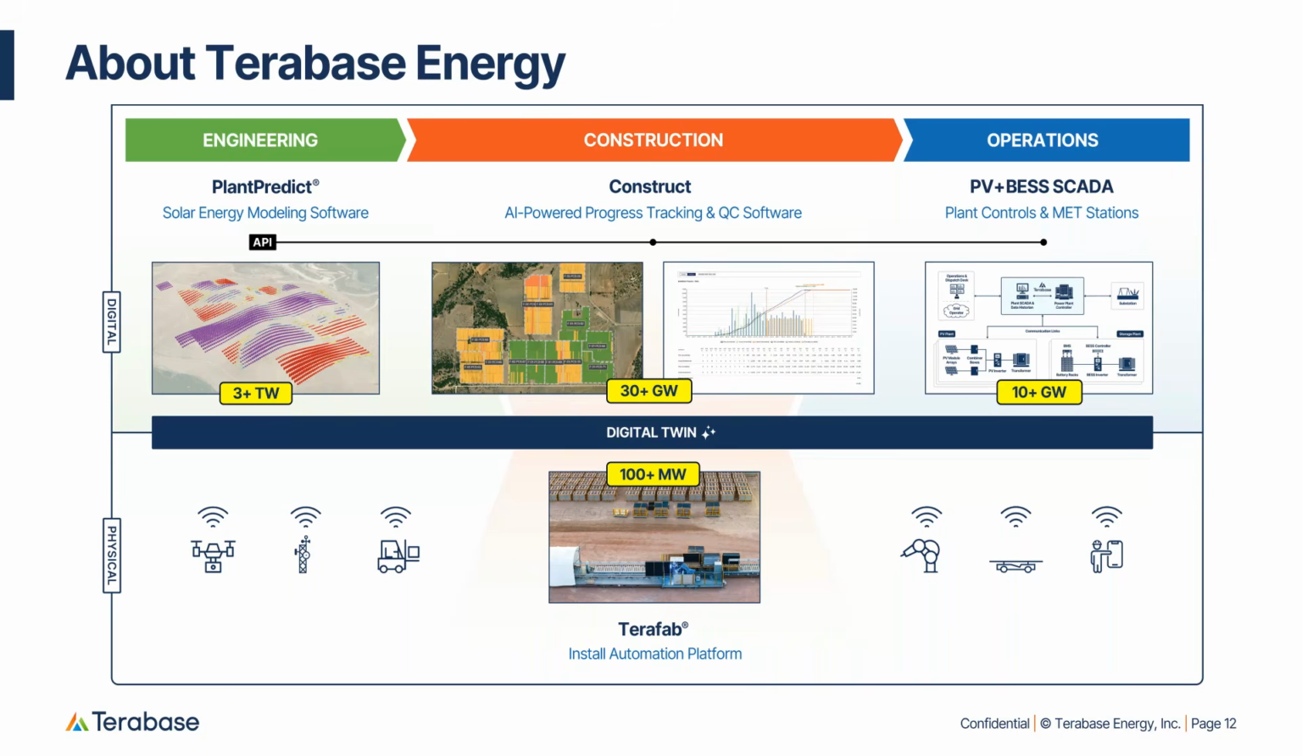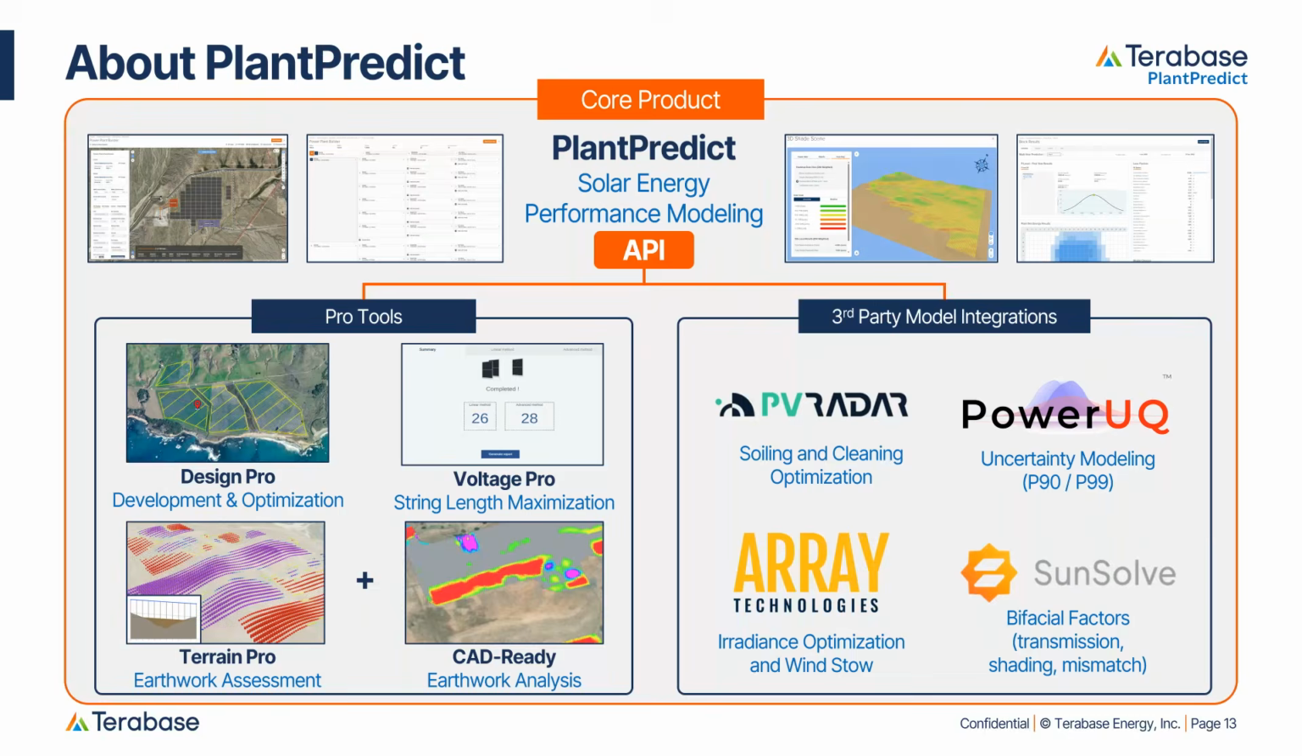Diving deeper into our PlantPredict suite, we have several cloud-based software applications and partner products that can be bundled. Our core product is PlantPredict, which has been trusted by the large-scale solar industry for over a decade. Design Pro, Terrain Pro, and Voltage Pro provide targeted solutions for specific engineering challenges common to the solar industry. The PlantPredict API, as mentioned before, facilitates automation and integrates PlantPredict with other Terabase and third-party applications.